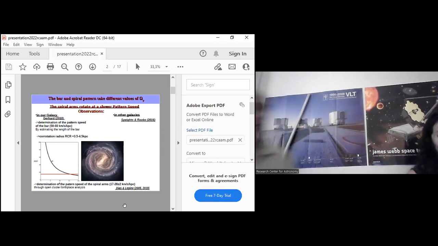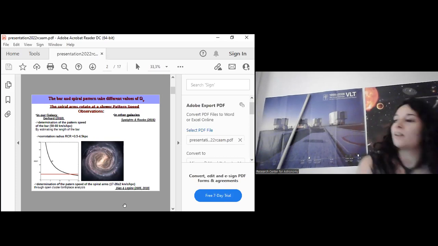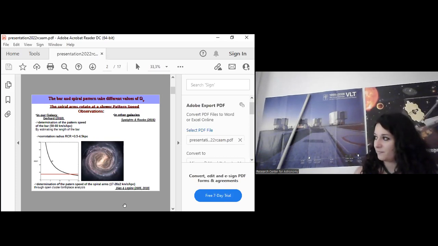I have one technical question. This GL1, this object, is replacing the equilibrium points of the single pattern speed case. So instead of having L1, you have an orbit GL1. Yes, we have an orbit.